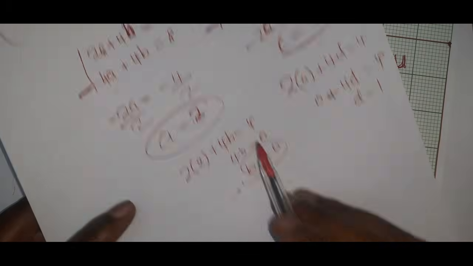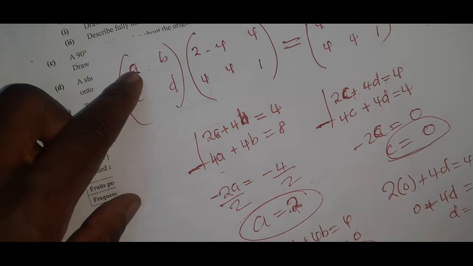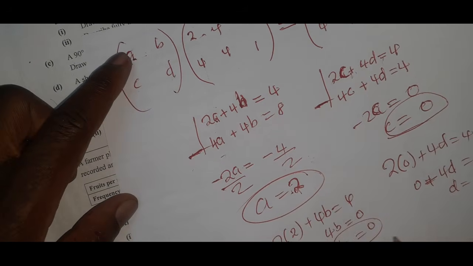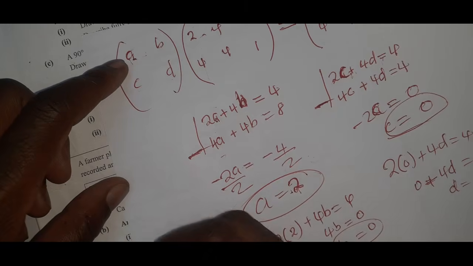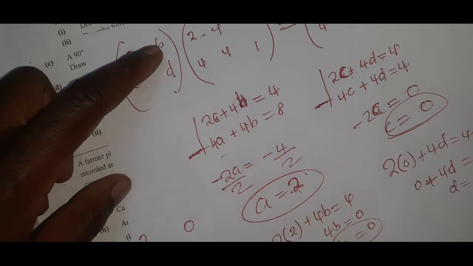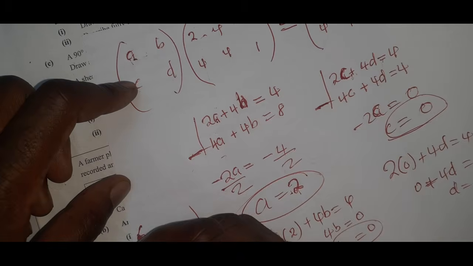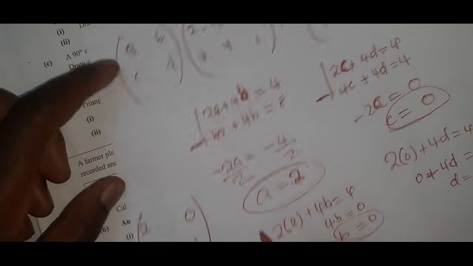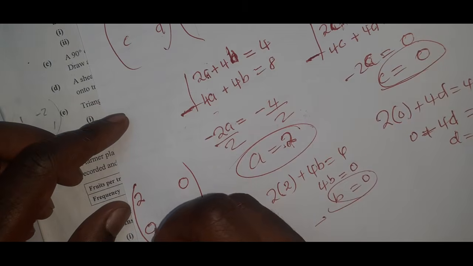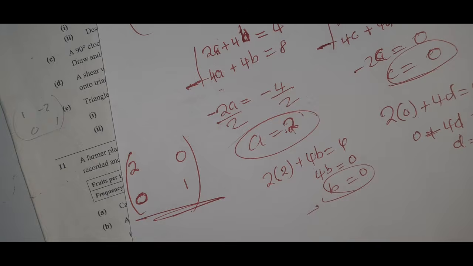So remember, our matrix is what? A, B, C, D. What is our A? Our A, we found 2. What is our B? Our B, we found 0. Our C, we found 0. And our D is 1. So this is the matrix here that we want. Oh, sorry. Our C is what? C is 0. So this is the matrix that we need here. Okay? This is the matrix that we need.